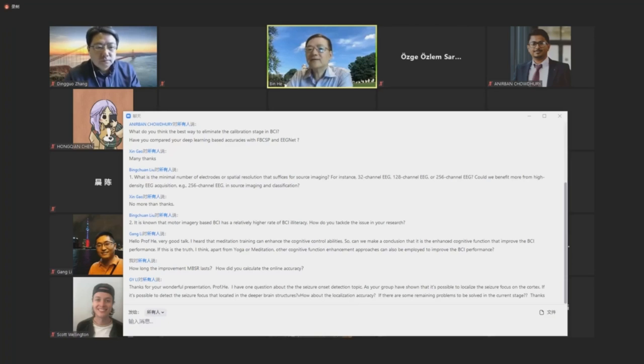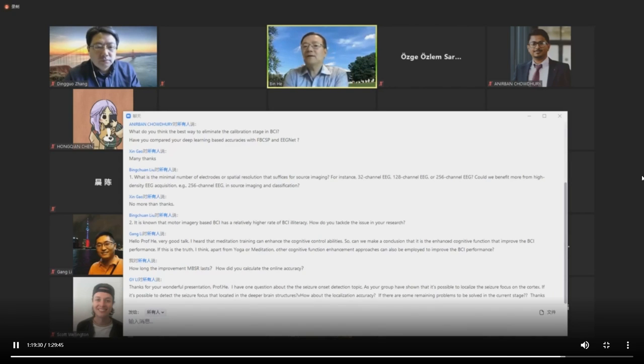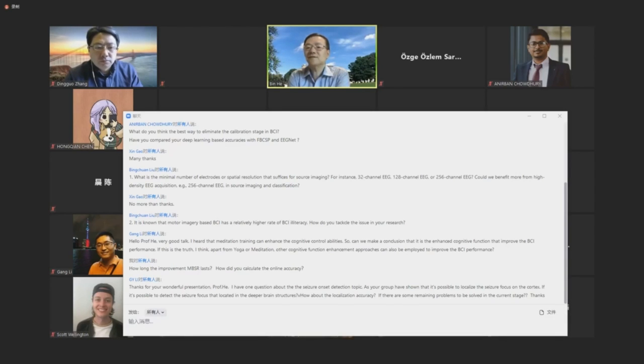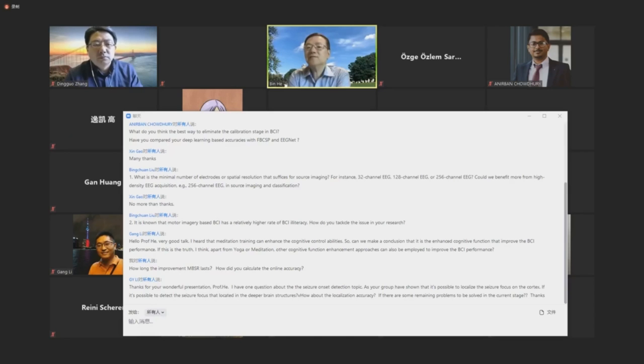All right, next question. What is the minimum number of electrodes or spatial resolution that suffices for source imaging? For instance, 32-channel EEG, 122-channel, 256-channel. Could we benefit more from high-density EEG acquisition, such as 256-channel EEG in source imaging and classification? Well, excellent question. I like this question because I do source imaging throughout my career. So I really love people to ask a question like this.